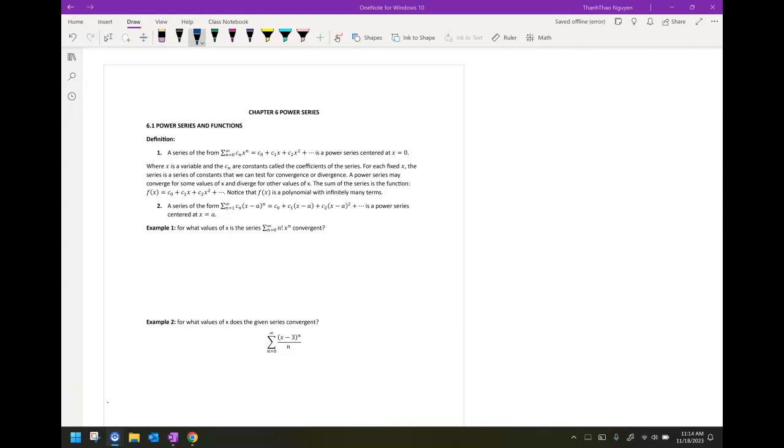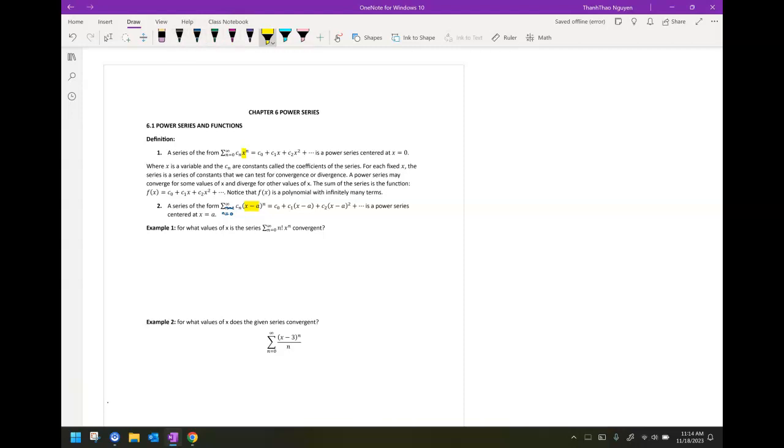Now, a series of the form the sum from n equals 0 to infinity of c sub n times (x minus a) to the n is a power series that is centered at a. So here you can see that there is a shift. If you remember your functions, when you subtract from the x value, you shift it to the right. So here we get the center as a. Let's talk about convergence and divergence of a series.